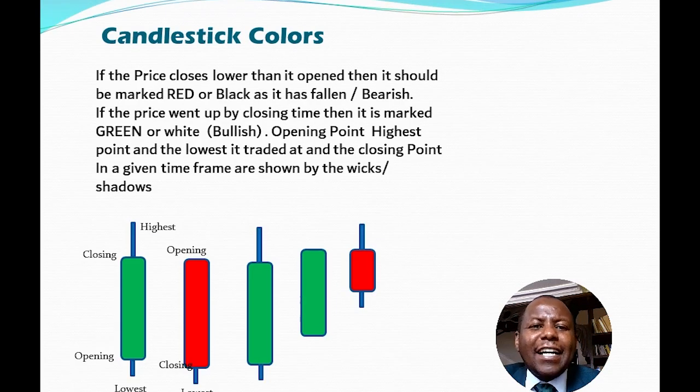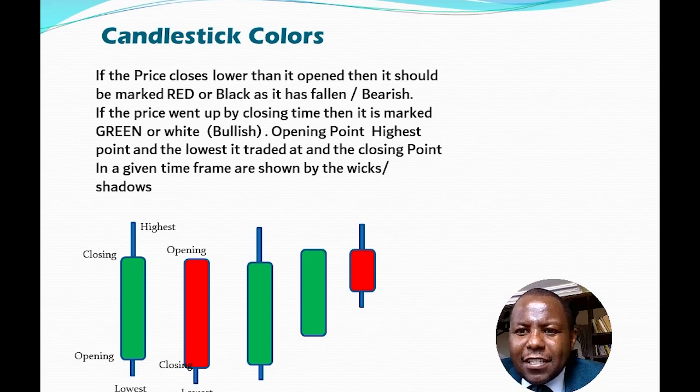Okay, candlestick colors. If the price closes lower than it opened, then it should be marked red or black, as it has fallen. The price has come down, that's why we mark it red. You can even choose to mark it black. Or rather, you're saying that it is bearish. It has gone down. If the price went up by closing time, then it is marked green or white, which means it's bullish, and there are more people buying than there are selling.